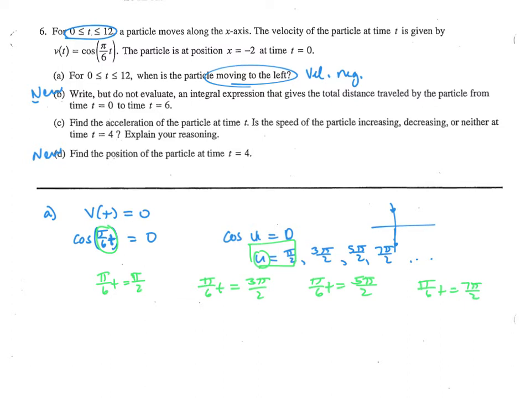So now I'm just solving those. And solving those is going to be multiplying by the reciprocal. And that gives me time equals, pi's cancel out, 6 over 2, which is 3. This one's going to give me, when I multiply by the reciprocal, again, the pi's cancel out. 6 times 3 is 18 divided by 2, 9.